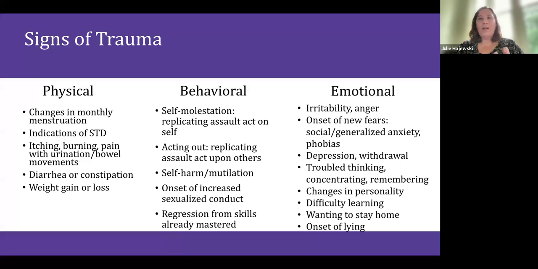Behavioral things. When youth and individuals start to replicate assaultive acts on themselves, we need to ask questions about what's happening. Is there a place where this is happening? Or replicating it on others. Self-harm and mutilation, increased sexualized conduct, regression from skills already mastered.